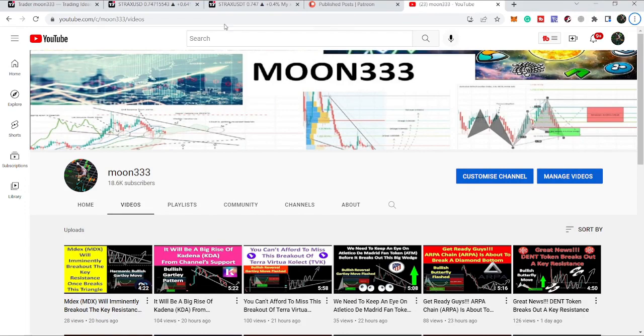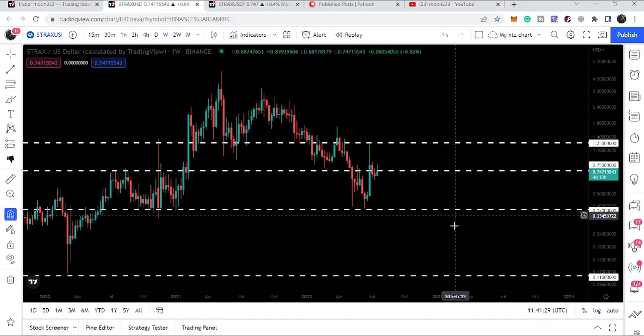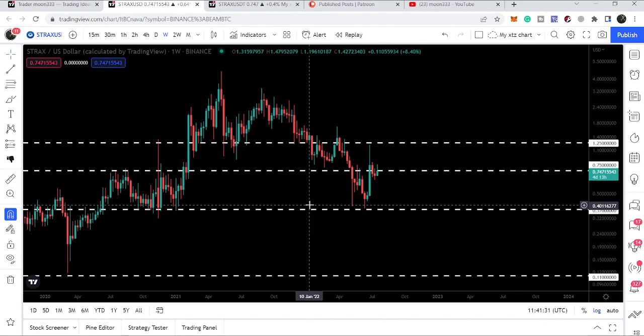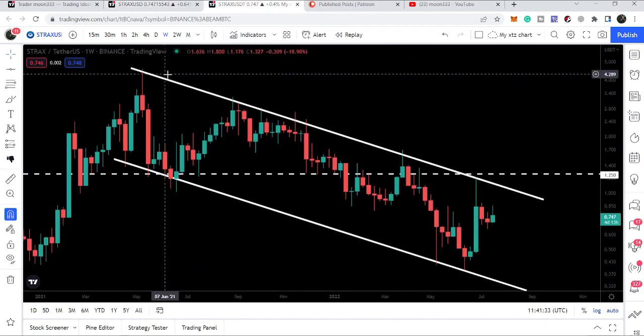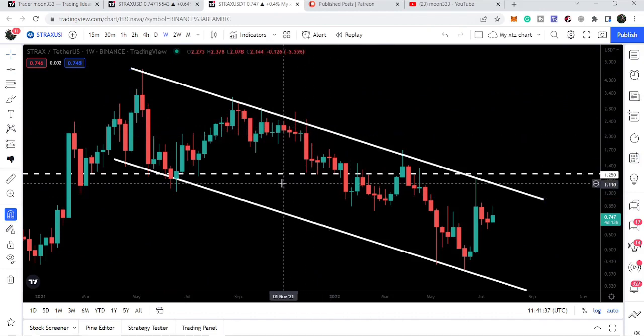In today's analysis, we will take a look at some important and significant long-term support and resistance levels for STRAX. And I also want to show you this very long-term down trend line resistance of this down channel. And without breaking out of this channel, it is not possible for STRAX to start a long-term bullish move from here.